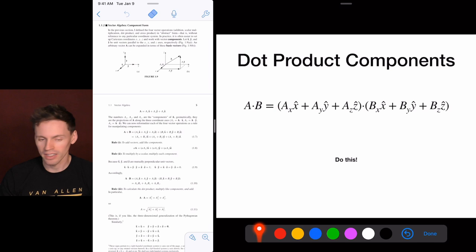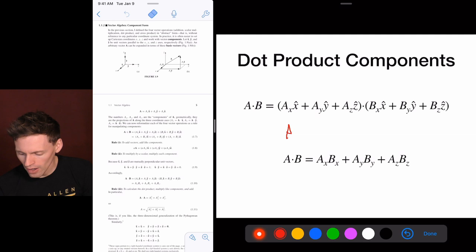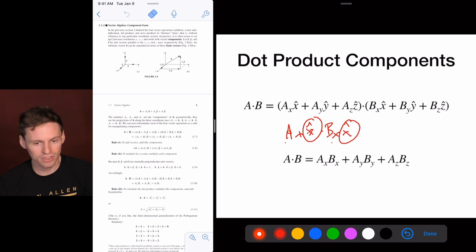Okay, we know from doing this that x hat dotted into y hat, they're perpendicular to each other, so you get 0. So the only surviving components are x dot into x. So you'd get Ax x hat dotted into Bx x hat. X hat dot x hat. So this is the vector. Ax and Bx are scalars, so they're not actual vectors.